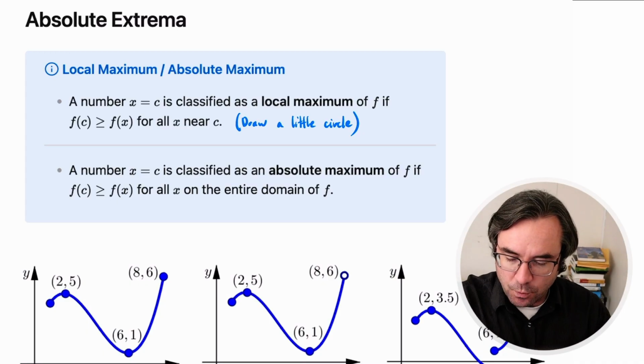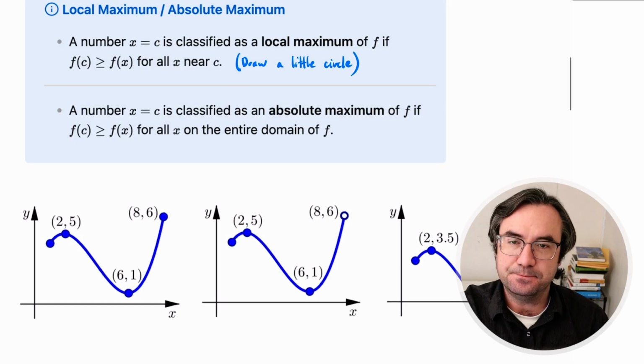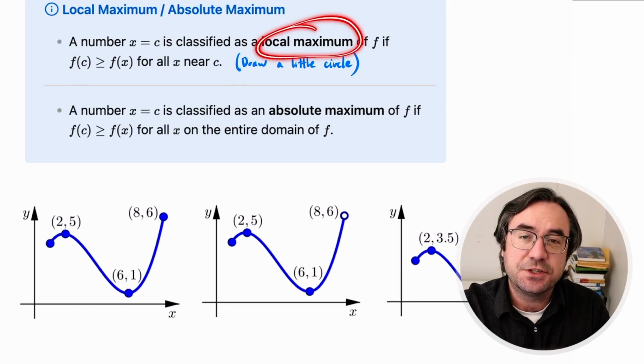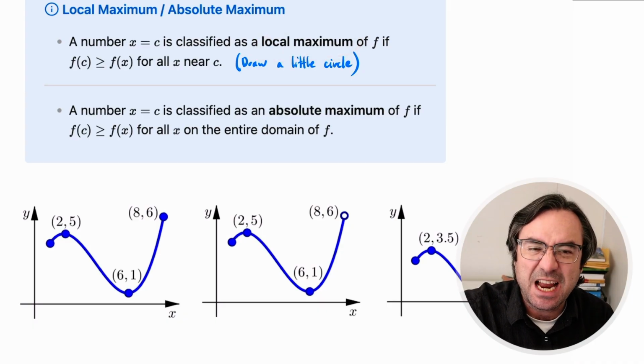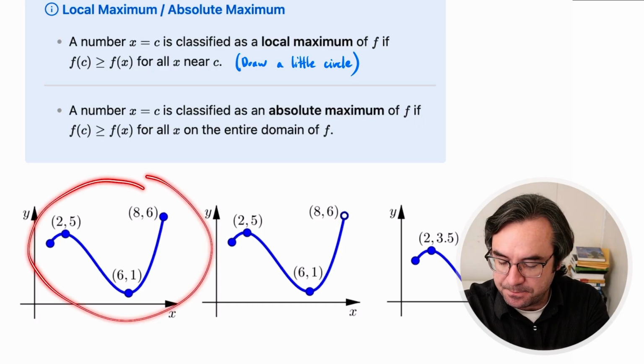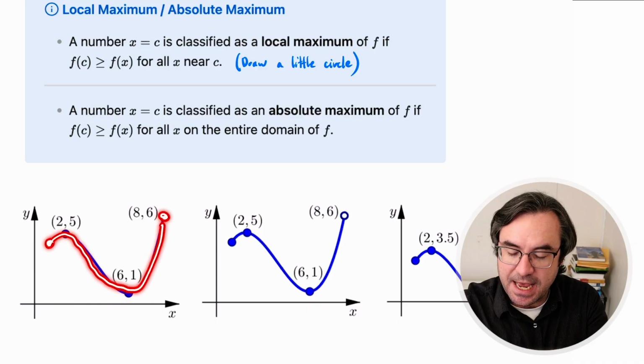So let's look at one example here. Let's look at this first graph. A local maximum is just a high point on our graph. It's kind of like a mountain peak. So let's look at this first graph, and we've got this function going from endpoint to endpoint.